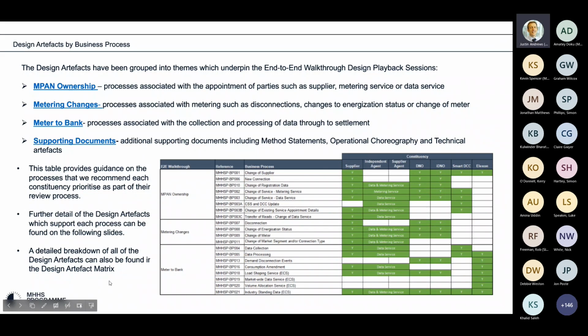And you can also see that in the design artifact matrix. I think these are all linked. Oh, that's good. So when you get the slides, you can see that.